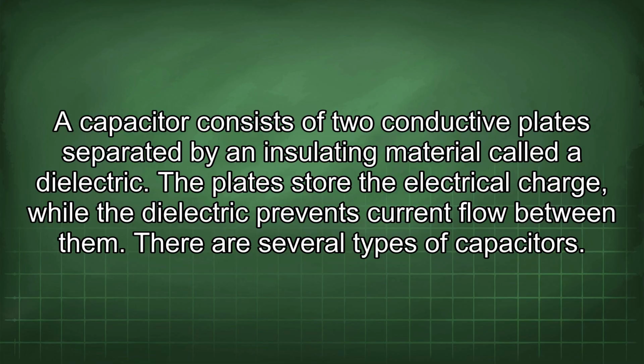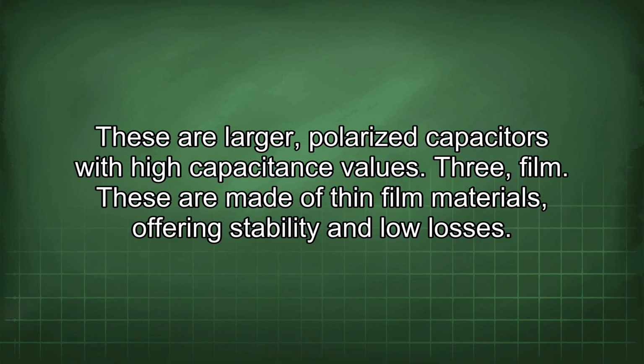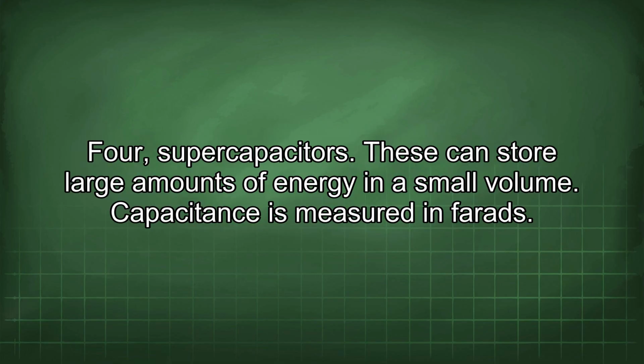There are several types of capacitors. 1. Ceramic. These are small, inexpensive, and used in high-frequency applications. 2. Electrolytic. These are larger, polarized capacitors with high capacitance values. 3. Film. These are made of thin film materials, offering stability and low losses. 4. Supercapacitors. These can store large amounts of energy in a small volume.